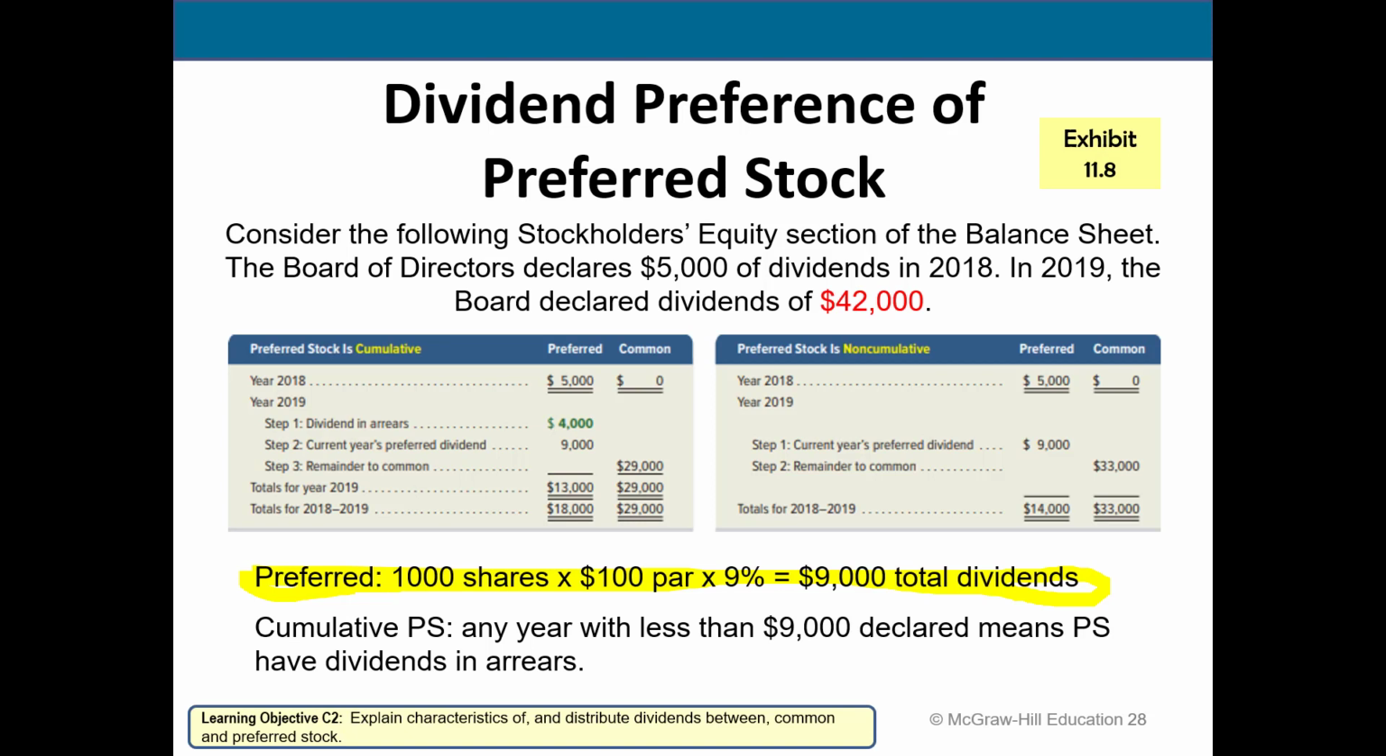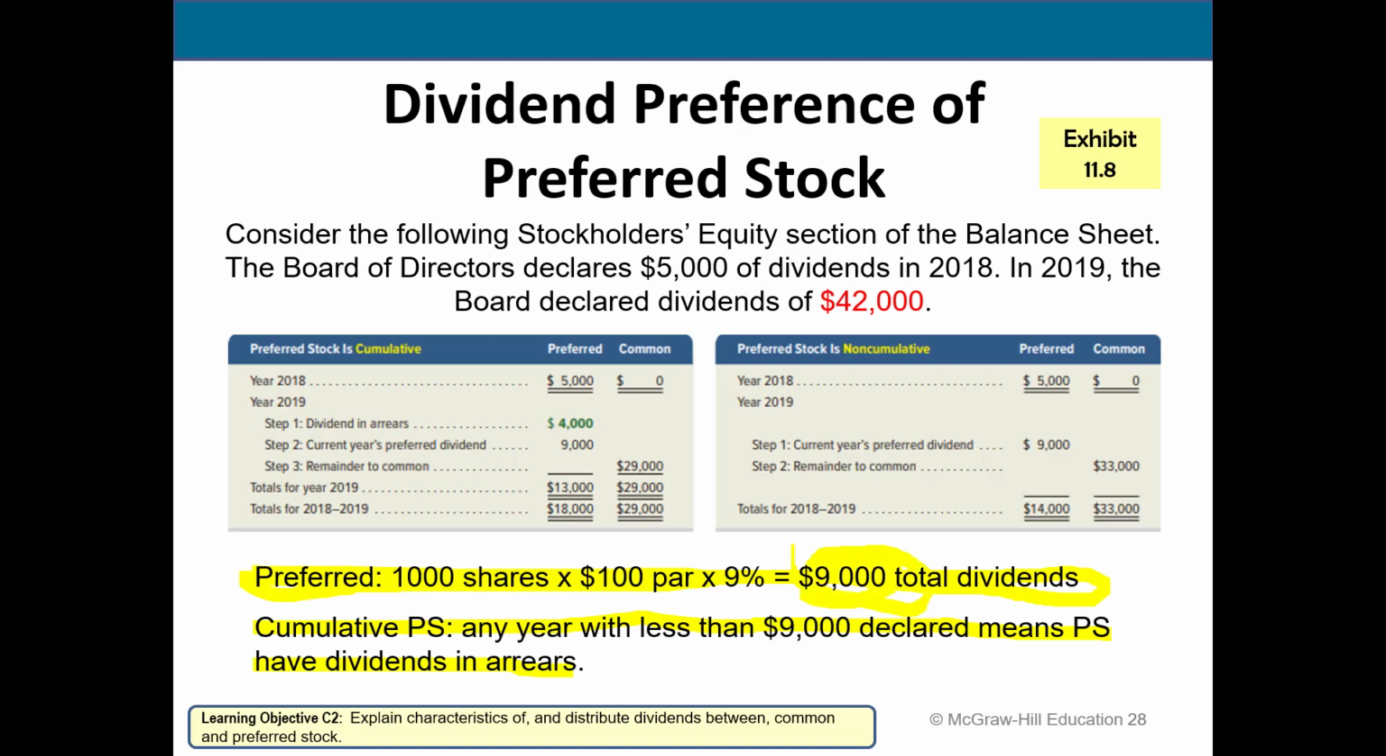And it depends on if it's cumulative or non-cumulative, if they will get that amount depending on the amount that the board of directors declares. So in other words, if it's cumulative, in any year with less than $9,000 declared dividends, it means that the preferred shareholders will have dividends in arrears. So 9,000 is the magic number we're looking at.